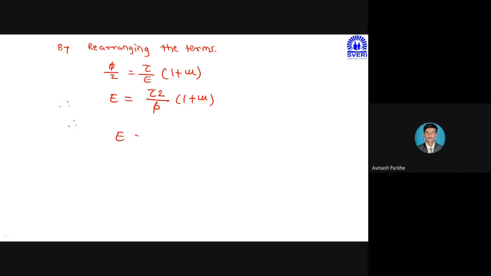Now E is equal to, now tell me the ratio of tau upon phi. Tau means shear stress, phi means shear strain. So the ratio of shear stress upon shear strain is equal to, what is the formula?